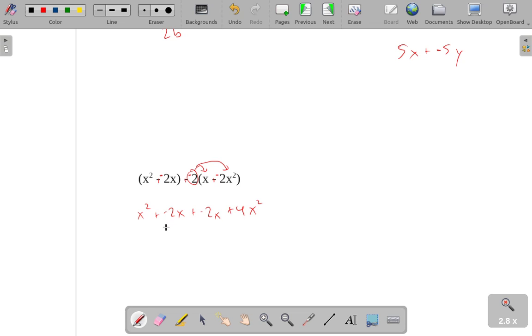So now I'd want to combine any like terms that I can. The x squared with the 4x squared would give me a 5x squared, because this is 1x squared. 1 plus 4 is 5, and we keep the variable parts the same. And then this term with this term, they both have x's, so negative 2 plus negative 2 is negative 4. So we end up with 5x squared plus negative 4x, or 5x squared minus 4x if you prefer to write it that way.